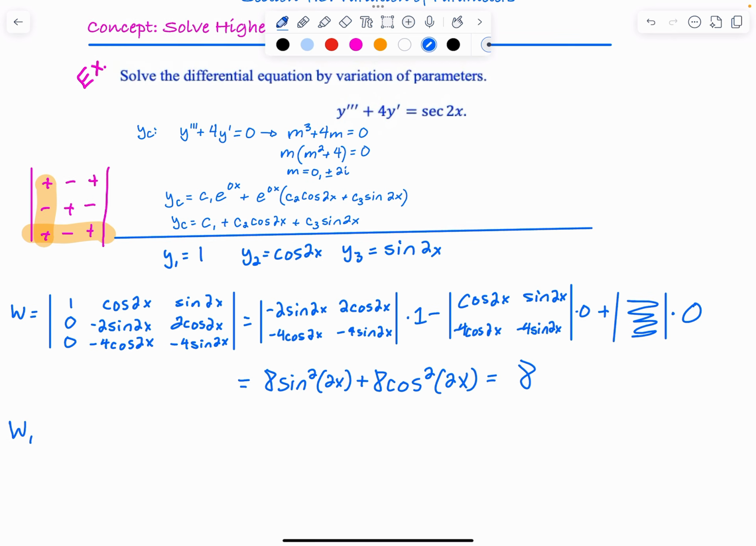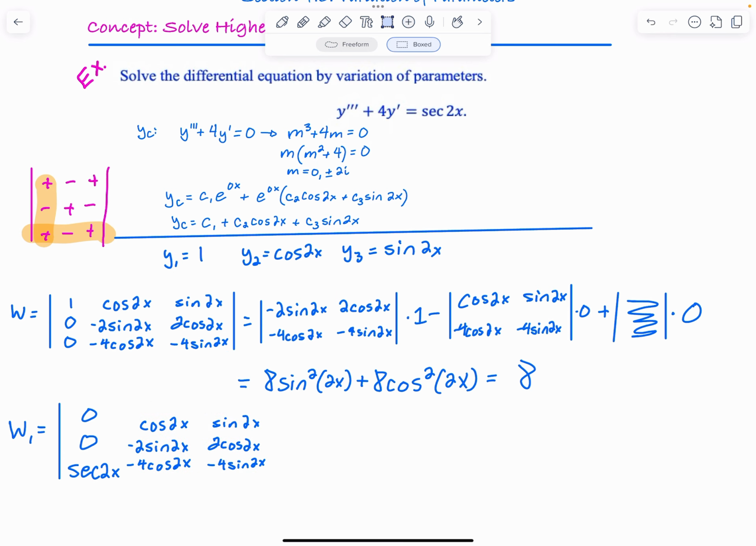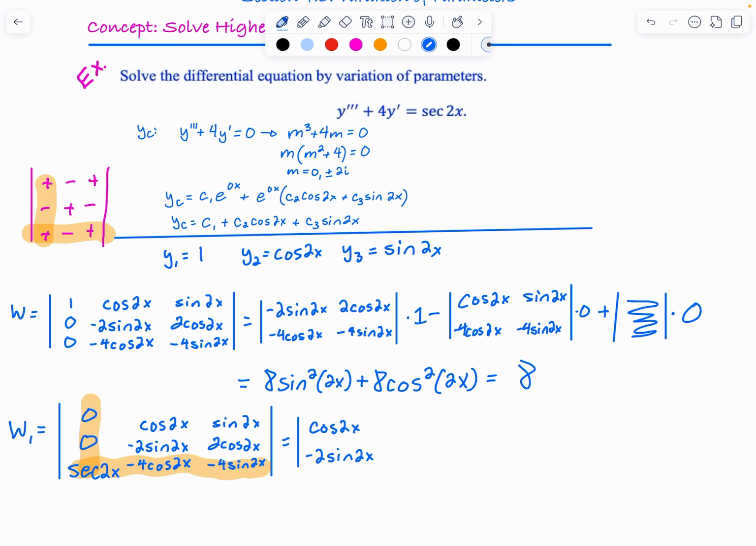We have to do W1. Okay, W1, I'm going to replace the first column with 0, 0, and then the function, secant 2x. And then everything else is the same. So I'm just going to duplicate. Okay, so if everything else is the same, you can see that the 0 thing works here as well. The only one that's going to work out will be this one if I take that same route. So I'm going to write down what's left inside of here. I guess I could have copied and pasted again, but oh well.